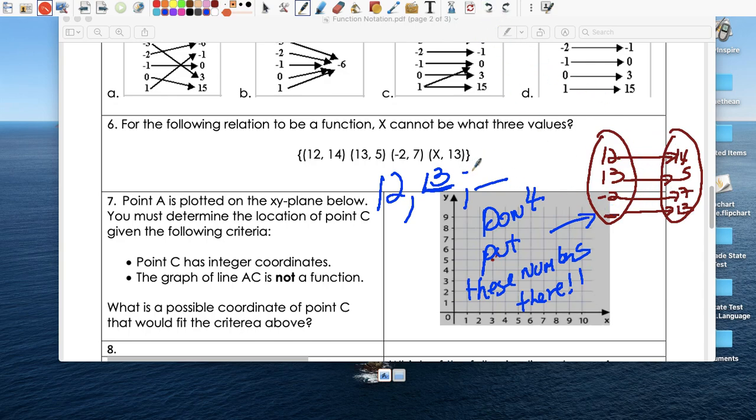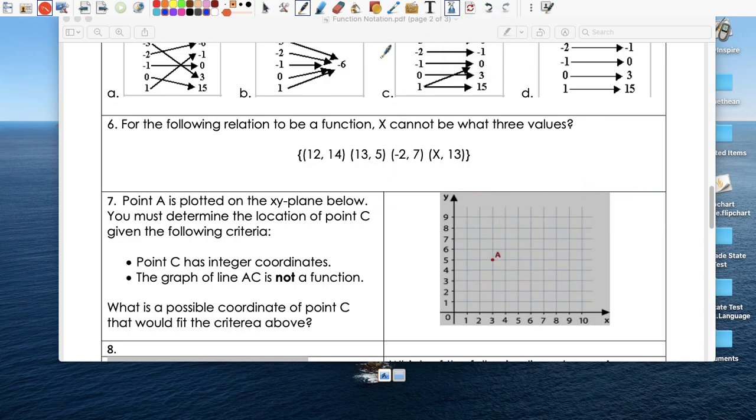So -2 is not allowed, but any other number in this world is fine. Put a 0 in there, that's okay. 0 becomes 13. Does every input have a unique output? You're good. So 12, 13, and -2, not in there.